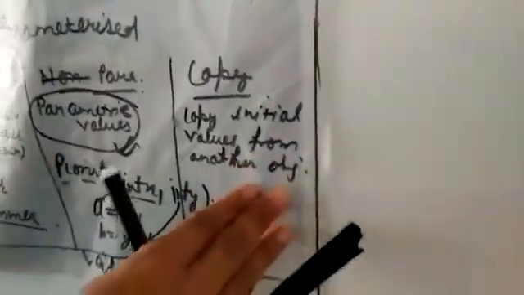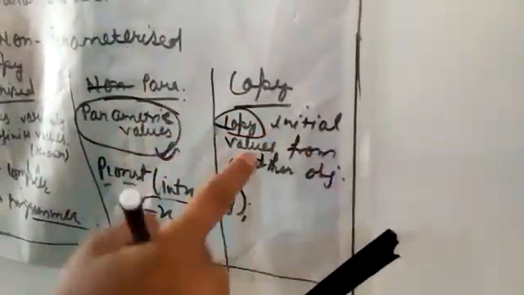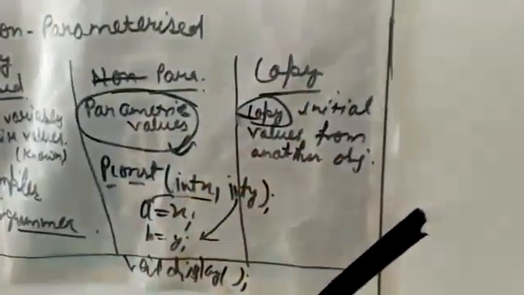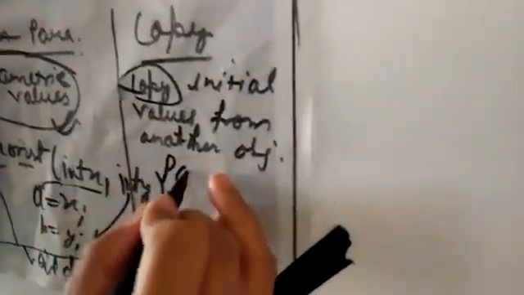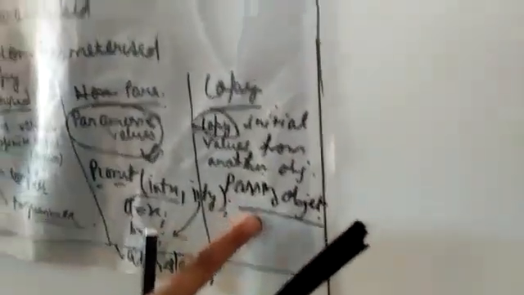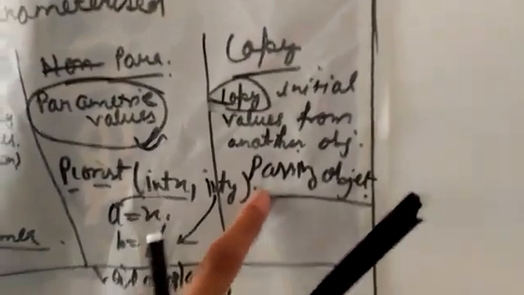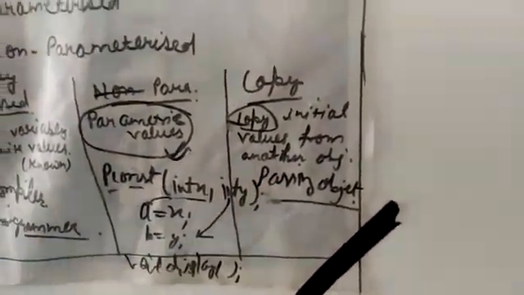Now come to the next one, that is called the copy constructor. The copy constructor is used to initialize the instance variables from another object. Basically, it just copies the objects or values from one to another. It can do so directly, or it can copy the values by passing the objects. So this is all about the types.